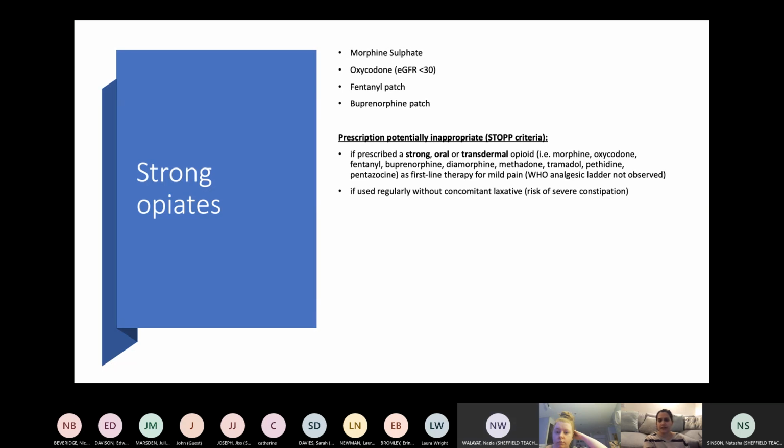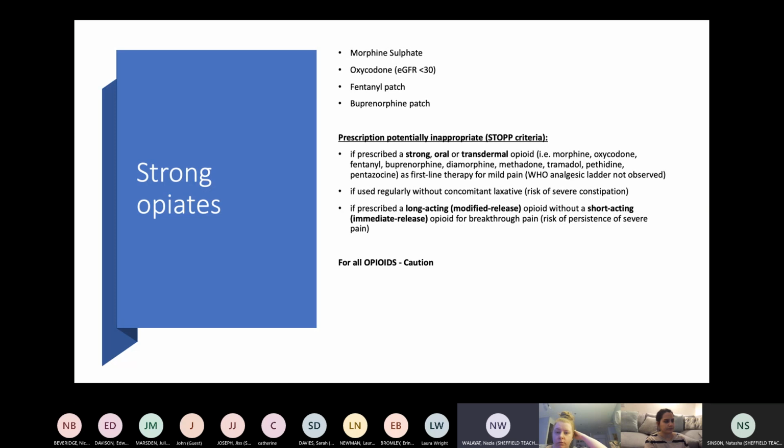If it's used regularly and a laxative isn't prescribed alongside it, that's a reason to potentially stop it, or I guess introduce a laxative. And then again, if you're prescribing a long-acting morphine without short-acting breakthrough. So if you've got regular analgesia, you should always think about what happens if this person has more pain. So what are they going to use on their PRN side? Whenever someone's on anything regularly, there should always be something as a rescue remedy for them, PRN.